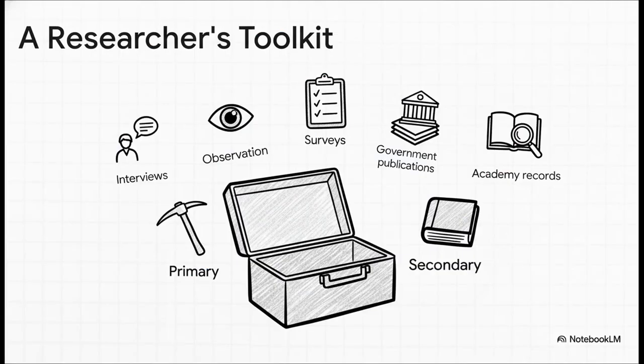To make this a bit more real, think of it like this. A researcher gathering primary data might be out there conducting interviews or just watching how people behave. But someone using secondary data, they might be digging through census reports or poring over academic articles. Both methods are super powerful. They're just totally different tools for different jobs. Okay, let's open up that primary toolkit, shall we?